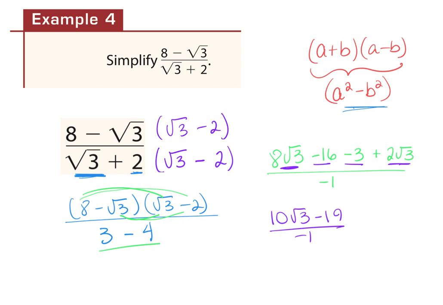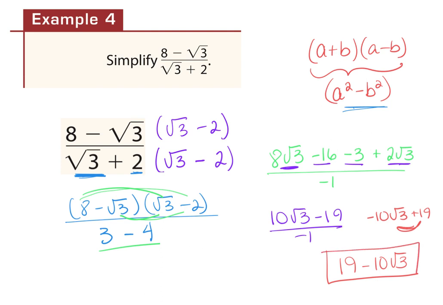So I actually end up just dividing each piece by negative 1. So positive 10 square root of 3 becomes negative. Negative 19 becomes positive. And they actually flip-flop these just because it looked prettier to do it this way. But that's all I'm doing there. So I'm using the idea of conjugates to get rid of my radical now.